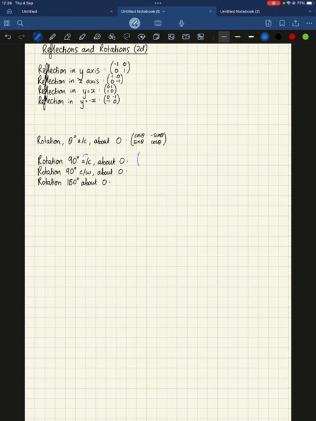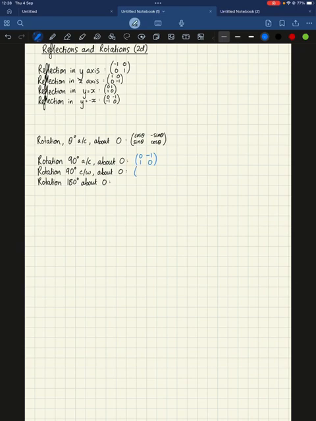Well, all we're going to do is, because it's anticlockwise, theta is going to be positive, so we can just plug in 90 to this matrix. So the cosine of 90 is 0, the sine of 90 is 1, minus sine 90 is minus 1, cos 90 is 0. So that is our matrix for a rotation 90 degrees anticlockwise.